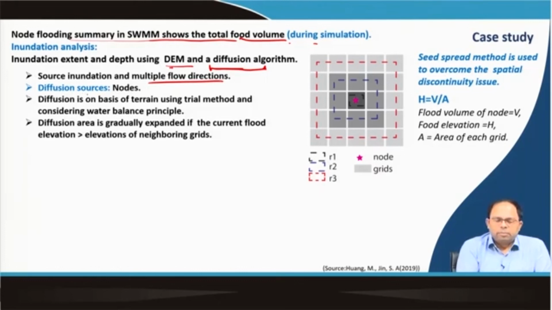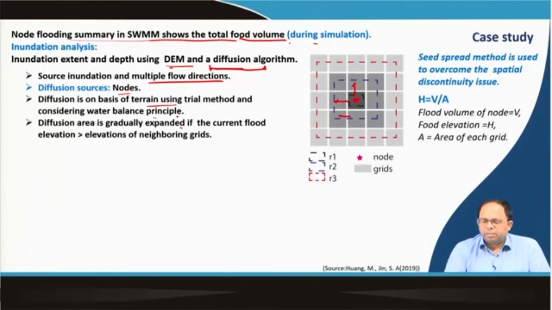From the diffusion sources of the nodes, diffusion happened on the basis of terrain using a trial method and considering the water balance principle, and the diffusion area is gradually expanded if the current flood elevation is greater than the elevations of the neighboring grid. So, instead of taking the entire digital elevation model and determining how the spread could be, following the basic approach that we were discussing, this is a slightly modified approach, where first the node from where diffusion is happening is determined, then gradually it is expanded.